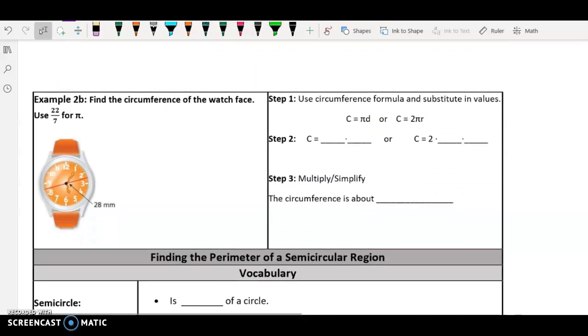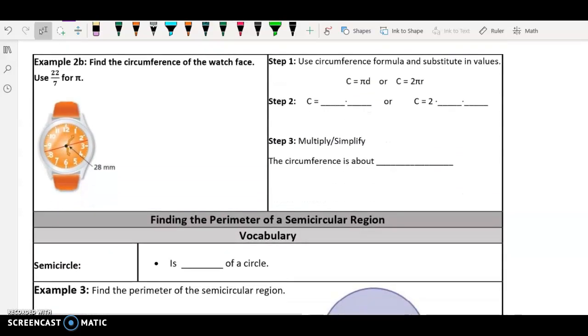All right, so you're going to give it a try. Oh, nope, we're going to do an example together. Let's try this one. We have the circumference of the face of the watch, and they gave us the diameter this time. So we're going to use this equation because they gave us the diameter. We have 28 times pi, but they told us to use 22 over 7.